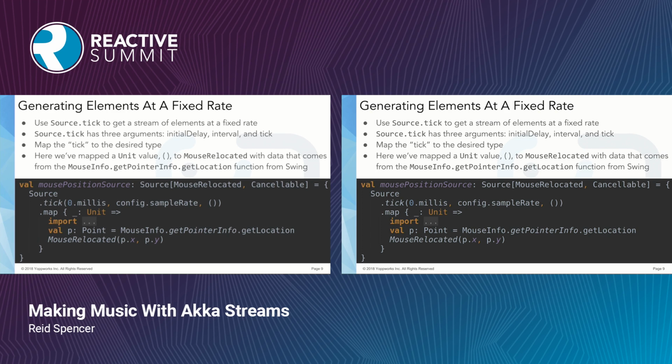And the way that happens is with this map. So I'm mapping that Unit value into a call to MouseInfo.getPointerInfo. That call gives me where the mouse is. I get the location for it, and I turn that into a mouse relocated event. So this is how I generate the mouse relocated events on a fixed schedule, once every millisecond.